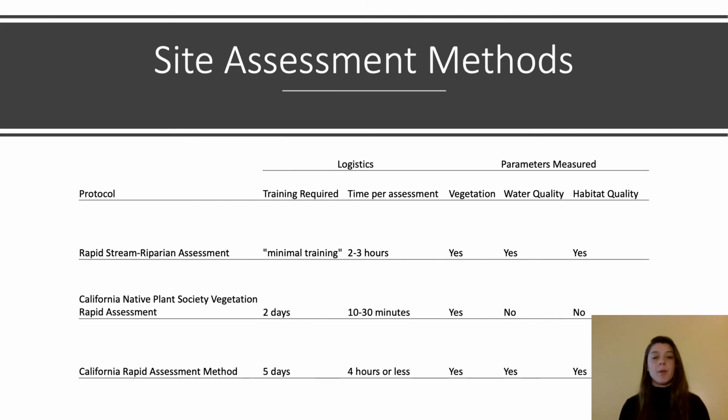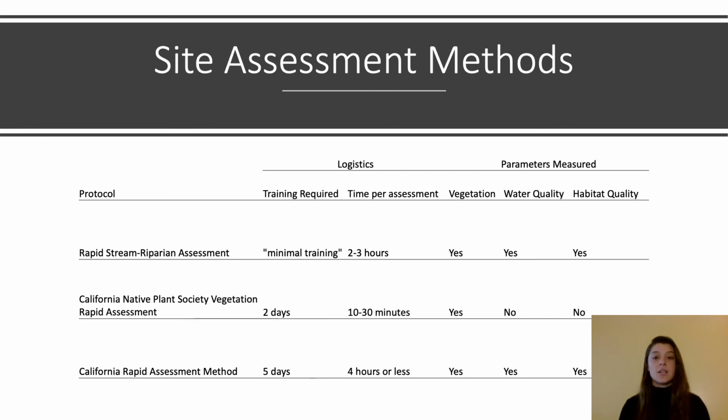The Rapid Stream Riparian Assessment Method was developed by a group of biologists, ecologists, and geomorphologists in 2006 to create a method to evaluate existing conditions of stream and riparian ecosystems in the arid Southwest. The California Native Plant Society Vegetation Rapid Assessment Method is a widely used method in California, used by the California Department of Fish and Wildlife, the California State Park System, and the United States Forest Service.